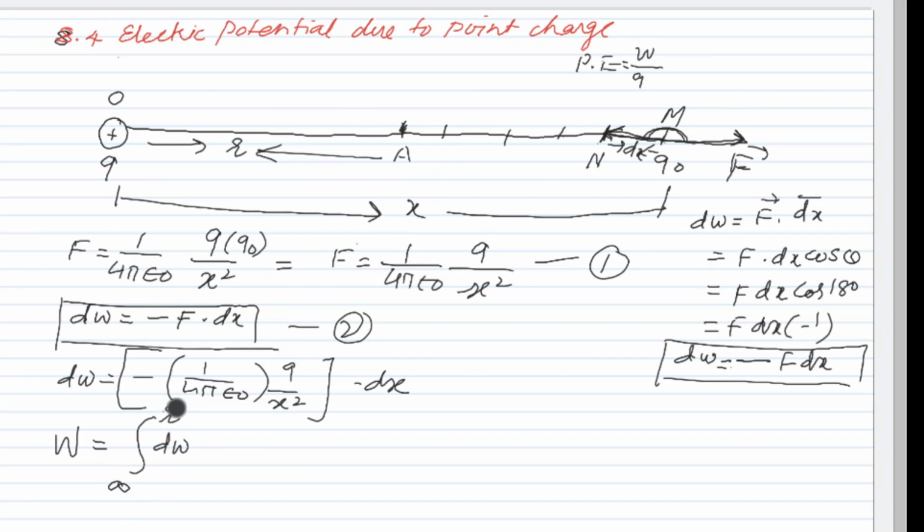So infinity to R. Then I'll write here the magnitude of dW, that is equal to minus 1 upon 4 pi epsilon 0, Q by x square into dx.